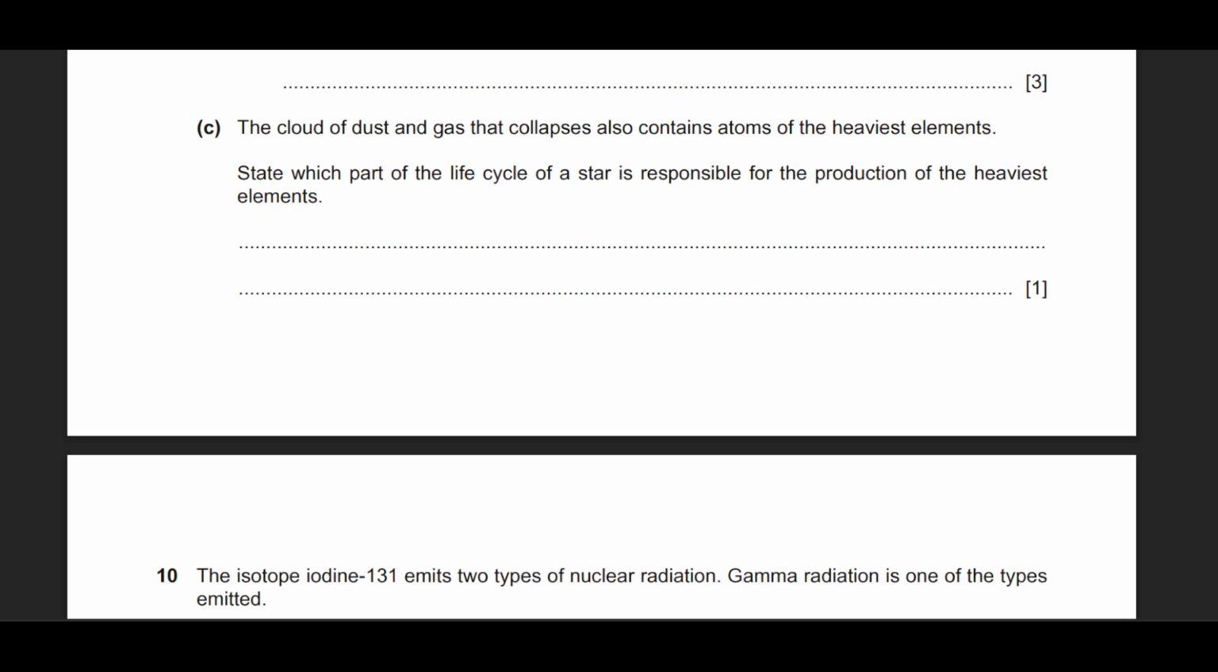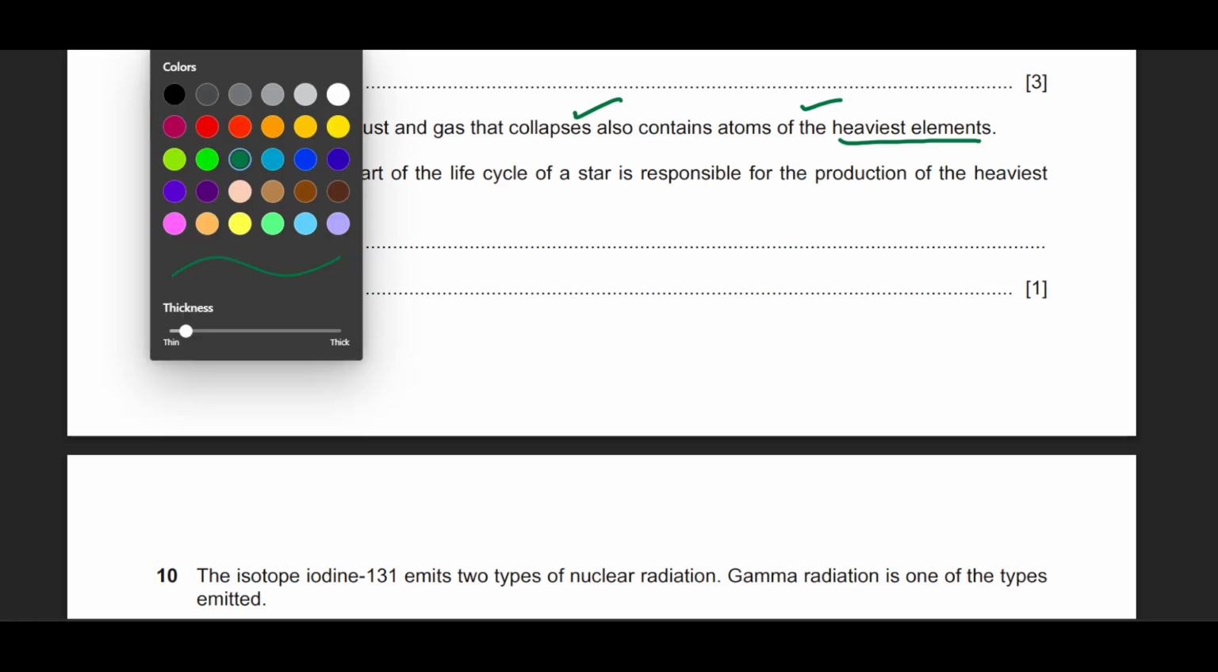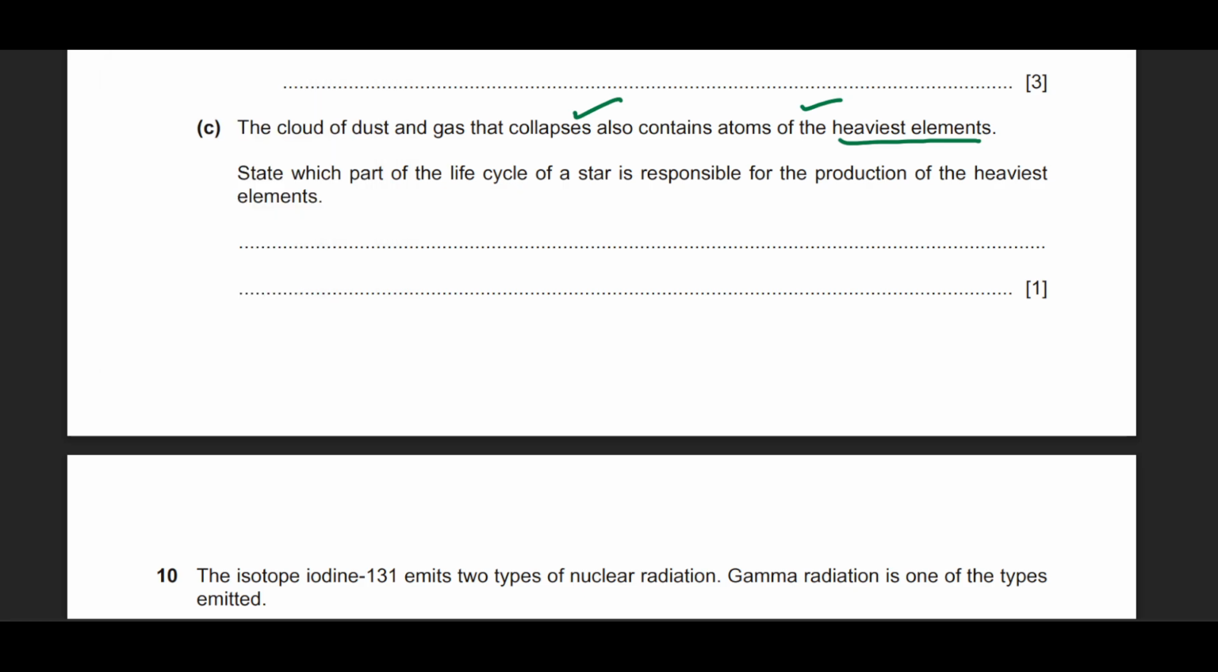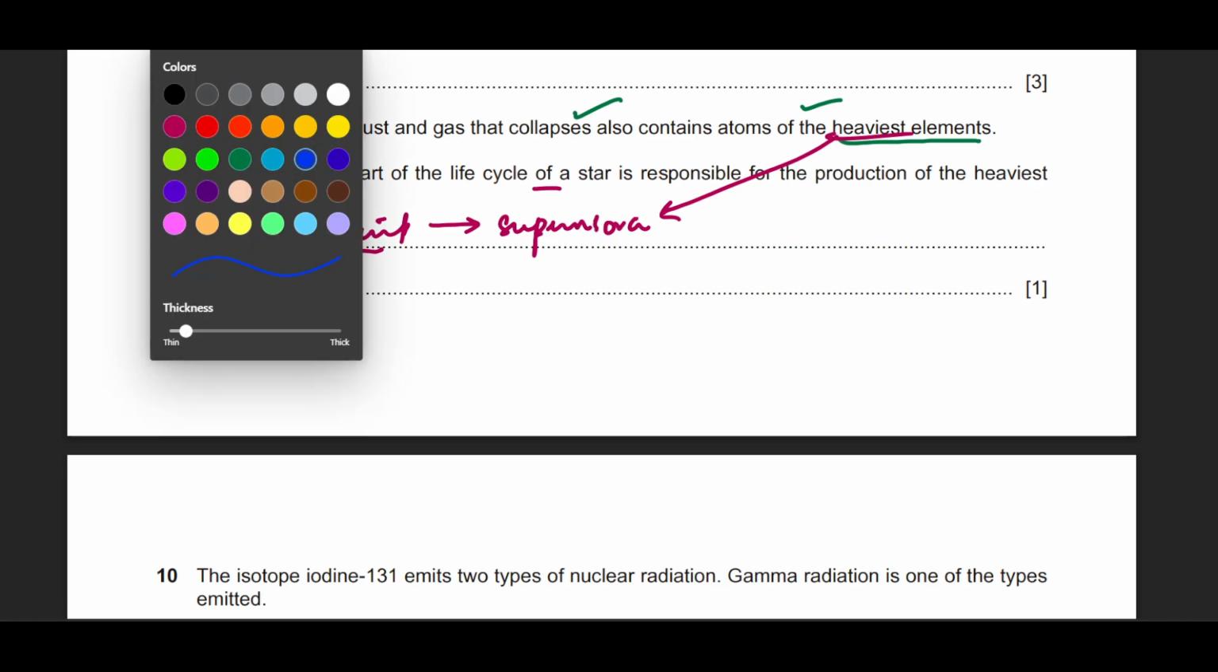The cloud of dust and gas collapses and contains atoms of the heaviest element. Now, heavy elements are only found when the star is running out of its fuel. It's close to its death. So state the part of the life cycle of the star responsible for producing the heaviest elements. This is when a supernova is formed from a red giant. These heavy elements exist in the supernova, right? A red giant is when it runs out of hydrogen. This is the first stage it goes through.